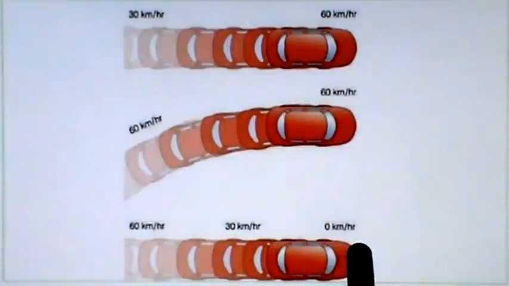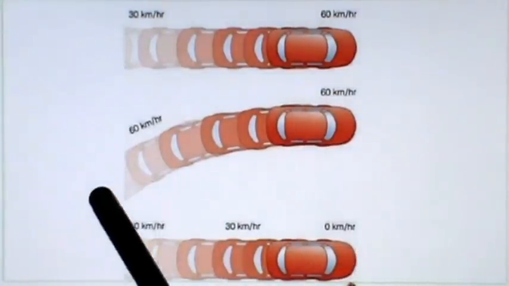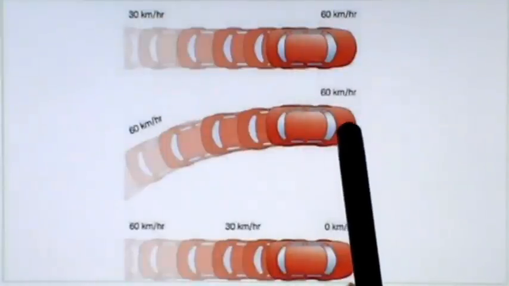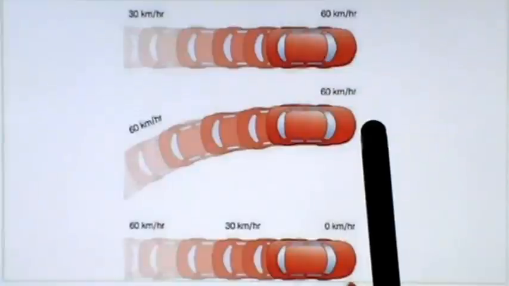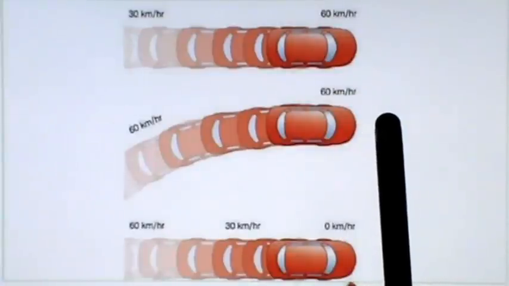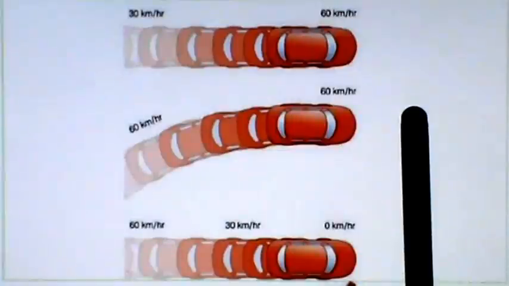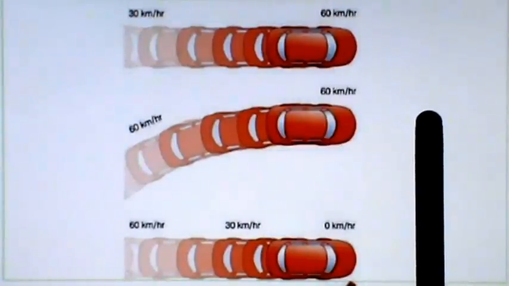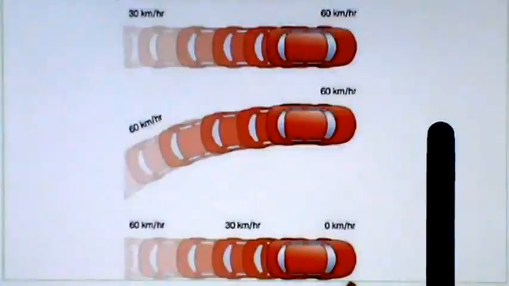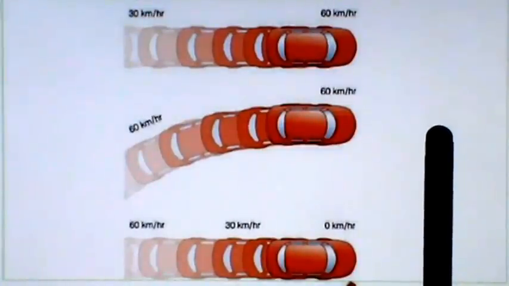And the second one, the direction of its motion changes. This is an example, and we will discuss it later in circular motion. And the third one, you can say that both the magnitude and direction of the velocity change. So when these are changed, you can say that this object is accelerated.